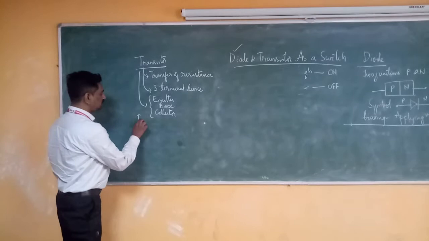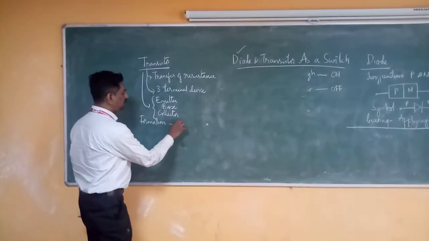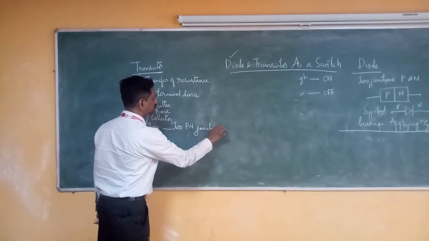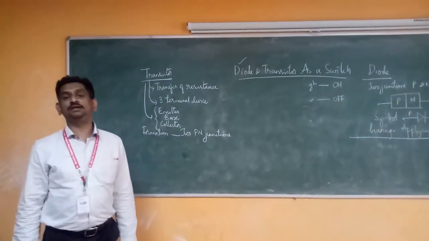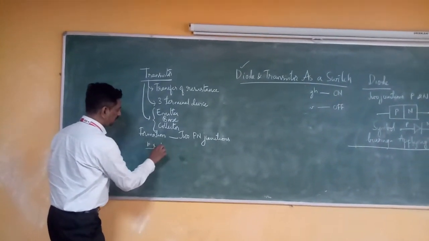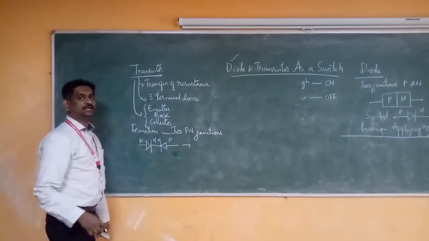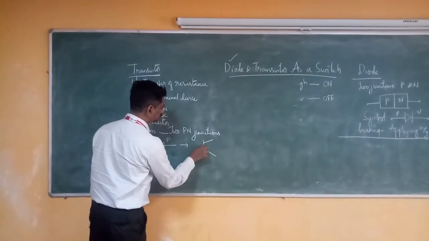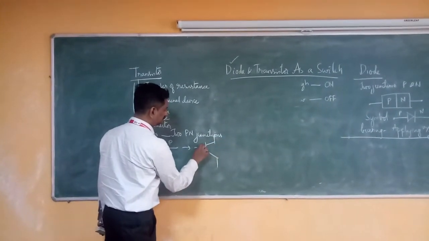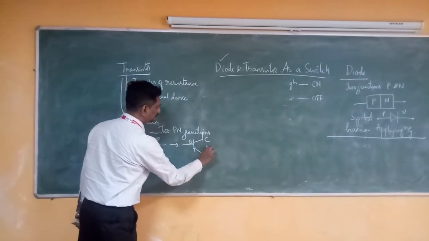Next, formation of transistor. How is it formed? With the help of two PN junctions, which are connected either back to back or front to front. Here I will show PN and NP. This forms a PNP transistor. Symbolically we write like this. So this is a base, emitter and collector, and this is called PNP.